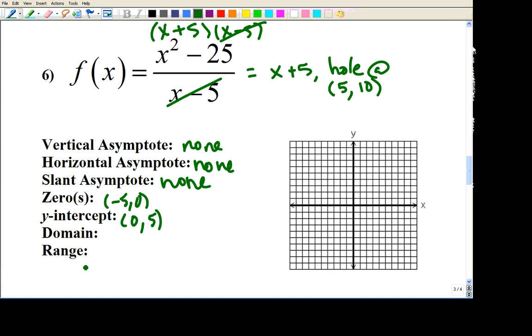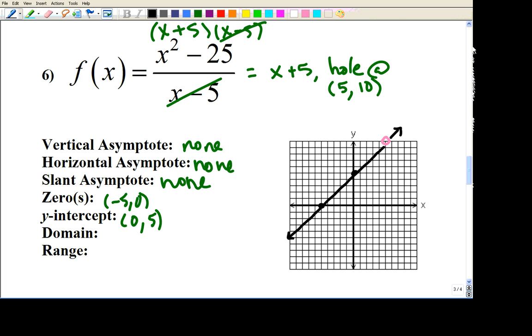So let's get back to this domain and range in just a moment and start plotting this. So all we have is a line at x plus 5, but we'll have a hole in the graph at (5, 10). So let's go ahead and put the hole in the graph. 1, 2, 3, 4, 5, up here at 10. Open circle there. And then we can plot the rest of the points. So we have a 0 at -5, 1, 2, 3, 4, 5. We've got a y-intercept at 0, 1, 2, 3, 4, 5. So then we would just need to draw in the graph. And there it is.